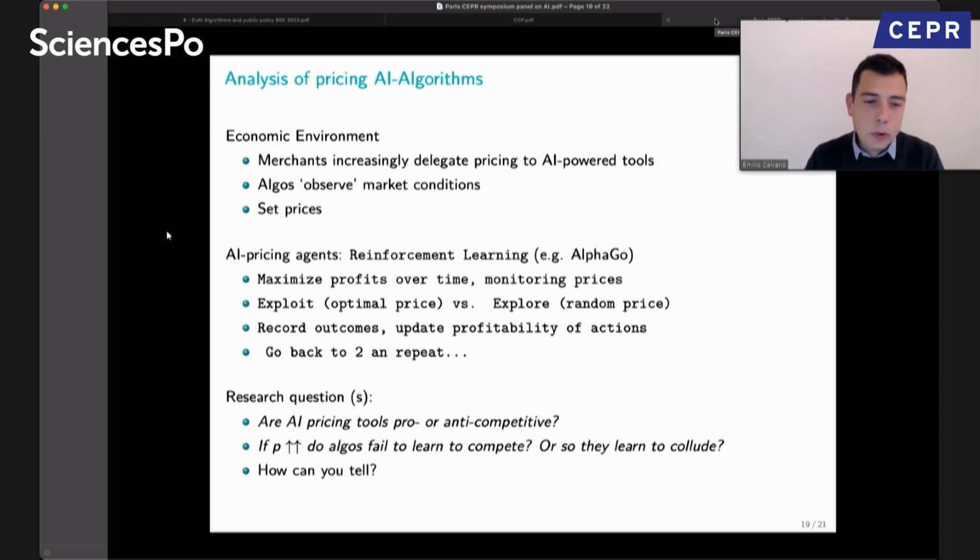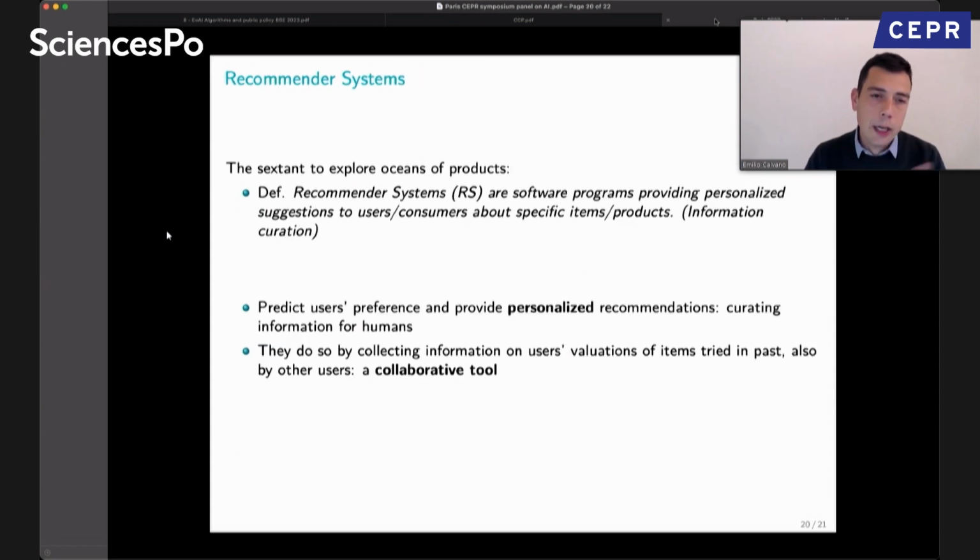And then how can you tell? Can you devise tests to be able to tackle this question? Another line of research that I've been working on for the past 4 years or so is on recommender systems.